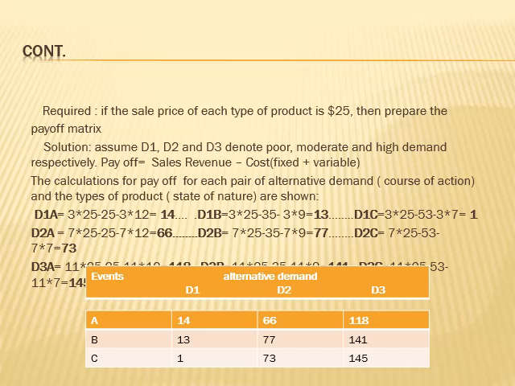Okay, let's move to the moderate demand. The moderate demand for each product equals 7000. Then for A it is 7,000 multiplied by 25, the price is constant, negative 25, the fixed cost of product A, negative 7 times 12, which is 66.